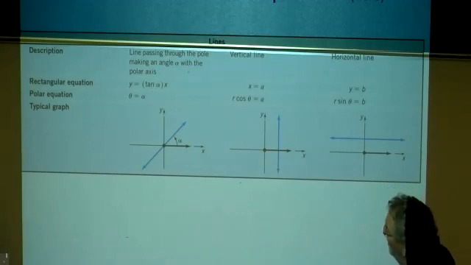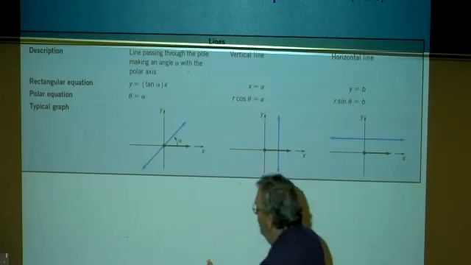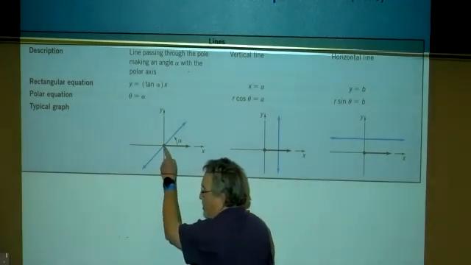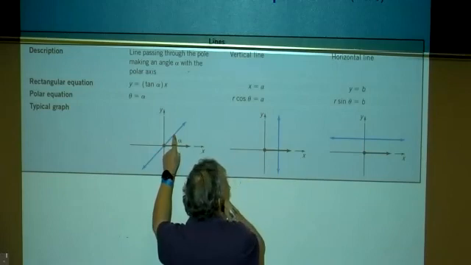So here we're talking about lines passing through the pole in rectangular coordinates. That's called a direct variation. If a line goes through the origin, it's called a direct variation because the y value varies directly with the x value. There's nothing being added or subtracted.